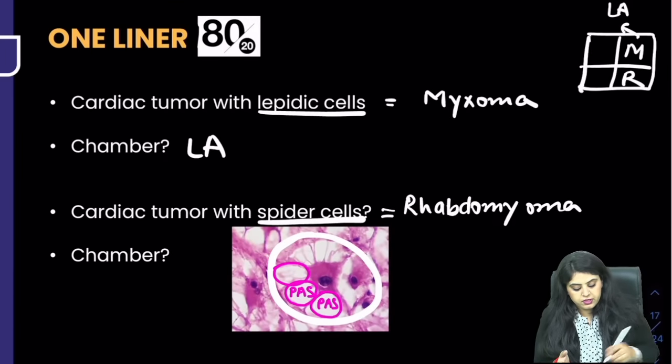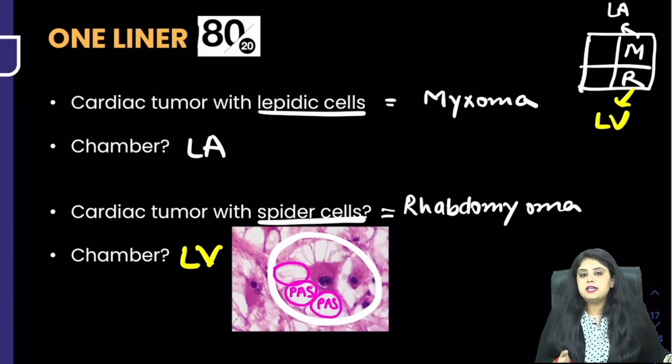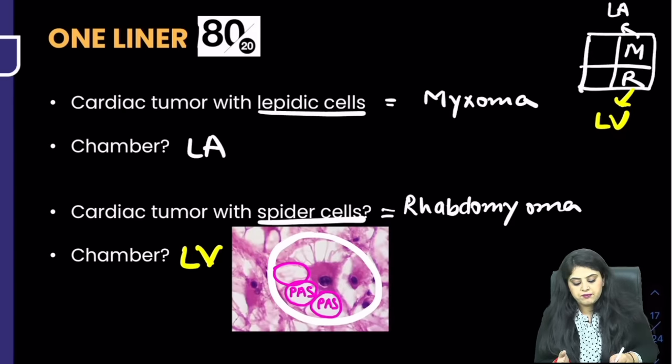And what is the chamber? You can see it over here. The most common chamber that you'll have will be the left ventricle. Settled. How have you written? M above, R below. So one is left atria, one is left ventricle.